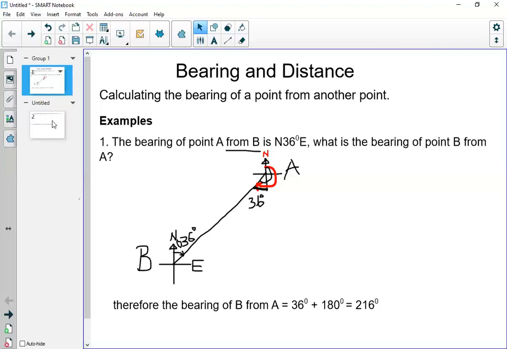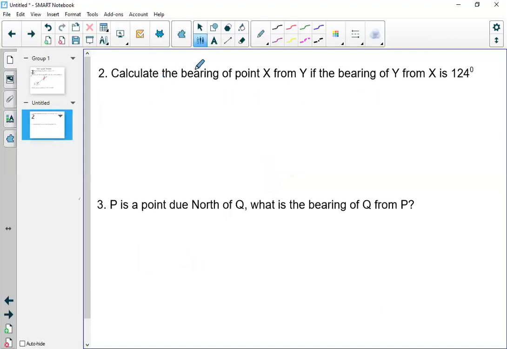All right, let's look at example number 2. Number 2 says calculate the bearing of point X from Y, if the bearing of Y from X is 124. Already this bearing is given in 3-figure bearing or 3 digits bearing. So don't forget I said that you always locate the point that comes immediately after from. That's the point to locate first. So if the bearing of Y from X is 124, we start with this X because it's the point that comes immediately after the word from. Where you're going to locate your Y depends on the angle given. So 124 falls in the southeast region of X.